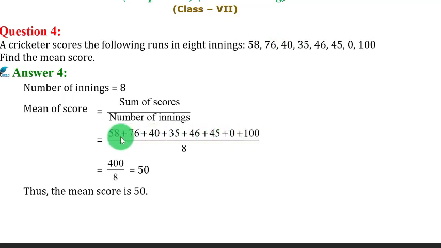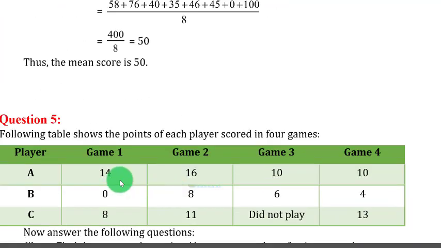So if you add these numerators, you will get 400 divided by the denominator, which is 8. So 8 5s are 40, then 8 zeros are 0. We get a mean score of 50. So we can write: thus the mean score is 50. Then we can move to question number 5.